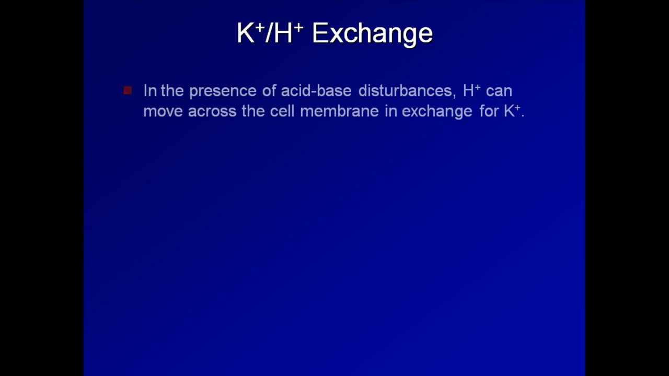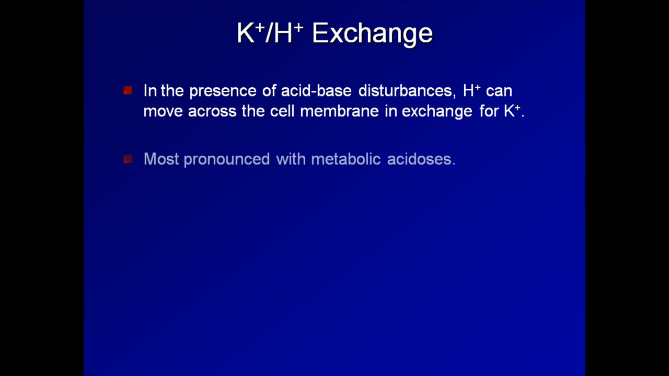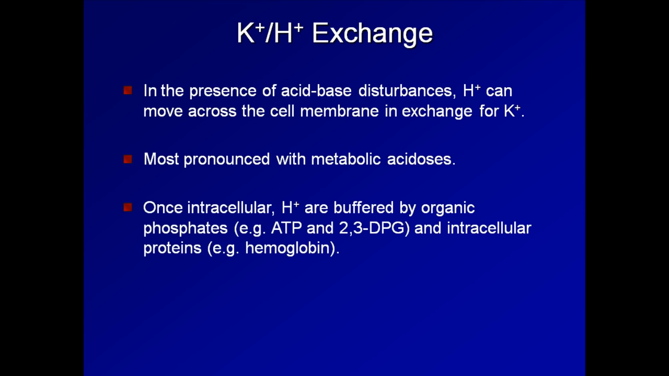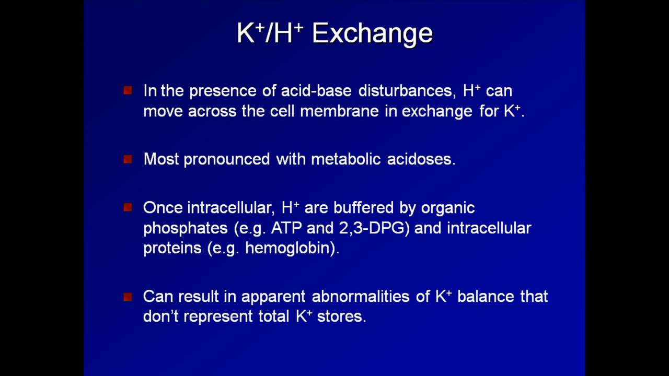In the presence of acid-base disturbances, hydrogen ions move across the cell membrane in exchange for potassium. This effect is most pronounced with metabolic acidoses. Once intracellular, hydrogen ions are buffered by organic phosphates and hemoglobin. The consequence is that there may be an apparent abnormality of potassium balance that may not represent the body's total potassium stores. That is, in the presence of acidemia, a patient can be net potassium depleted, but still hyperkalemic based on the serum potassium level.